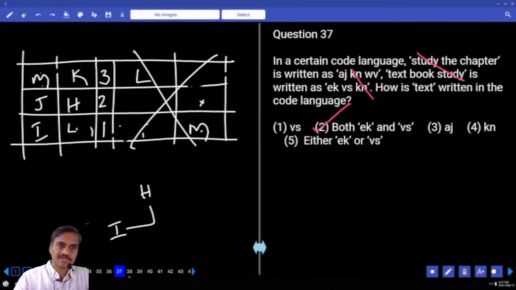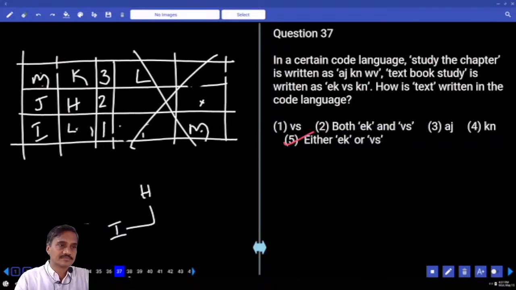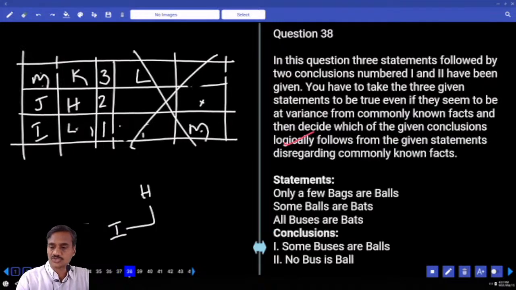The next one, 38. Either EK or VS. Now either EK or VS is the choice. Fine. The next one, 38.